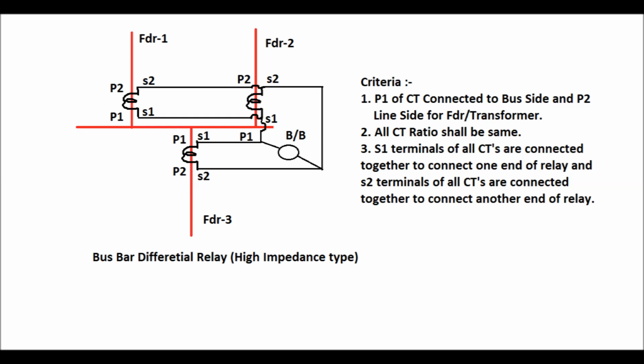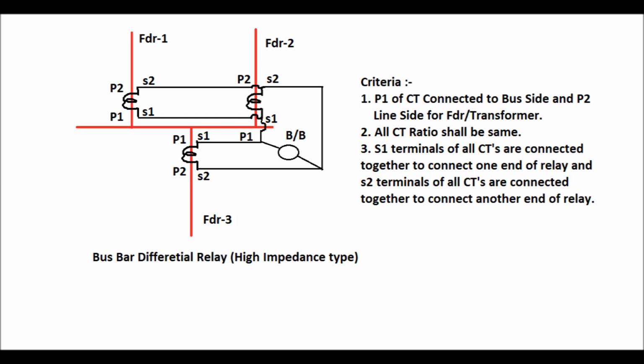For ease of understanding, only 3 feeders are considered in a single bus system. The criteria for high impedance type busbar protection relay are: in the primary side, P1 of all the CTs shall be connected towards the bus side and P2 shall be connected towards the line side for a feeder and towards the transformer side for a transformer, and all the CT ratios shall be the same. If the feeder CT ratio is 1000/1, then the transformer CT ratio shall also be 1000/1.